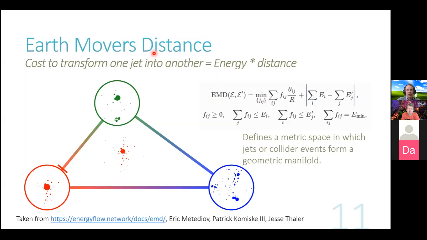And so first of all, you need what's called a transport plan. First of all, you need to know the distances between the piles in the original configuration and the piles in the final configuration, which in the case of the particles is this theta ij, which is literally the delta R between them. The i is the index corresponding to particles in the first jet, and the j corresponds to the particles in the second jet. So theta 1,3 is the delta R between particle 1 of the first jet and particle 3 of the second jet. And so this is just a matrix.